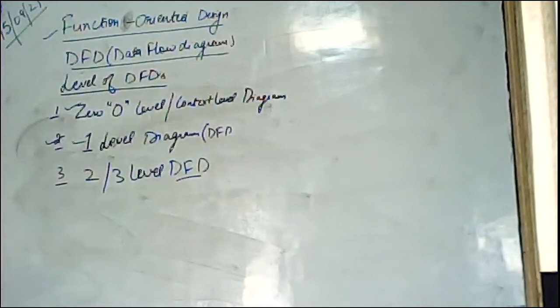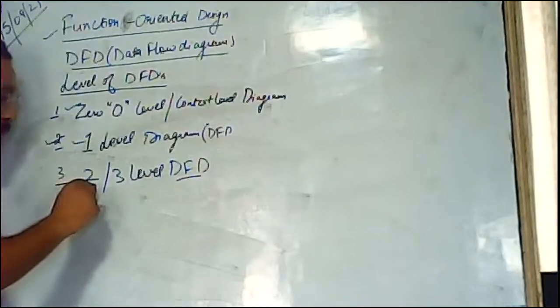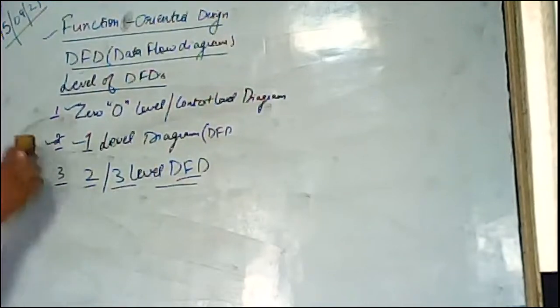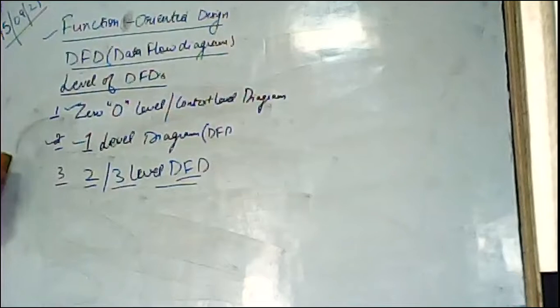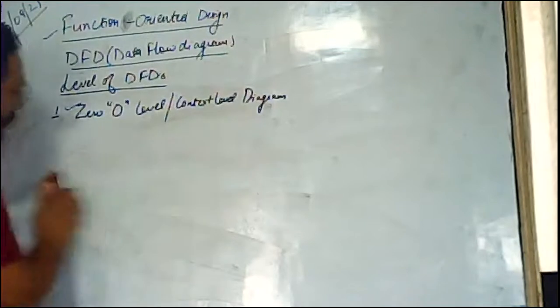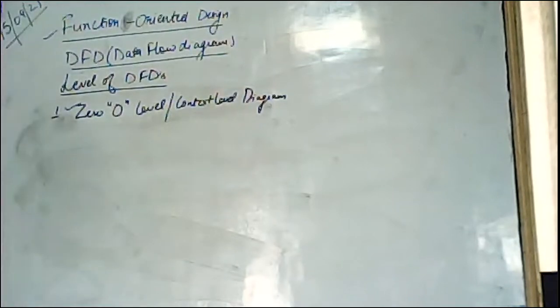But if your project is a complex project, with a number of modules, then we will go for a two or third level. We have to draw these levels for our project to show how our project works in a diagram. First, we will see our zero level diagram. What will we draw in the zero level diagram? It is also called context level.